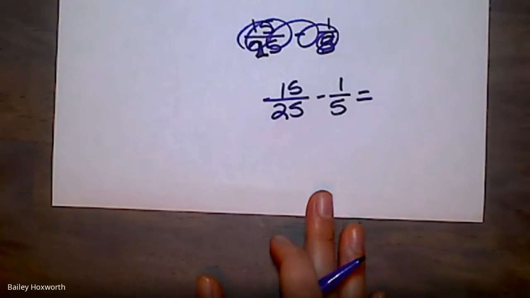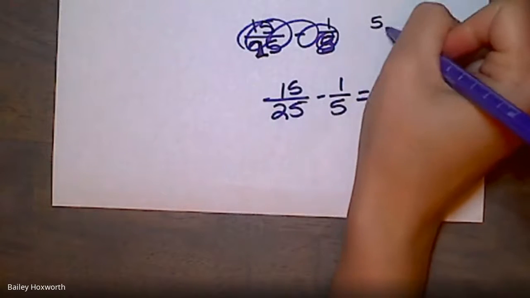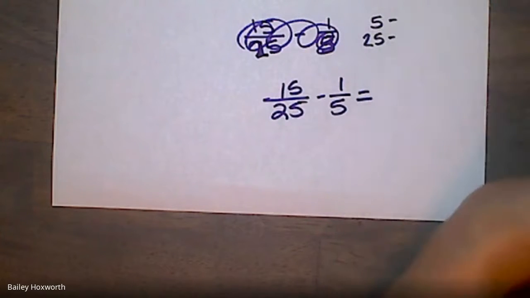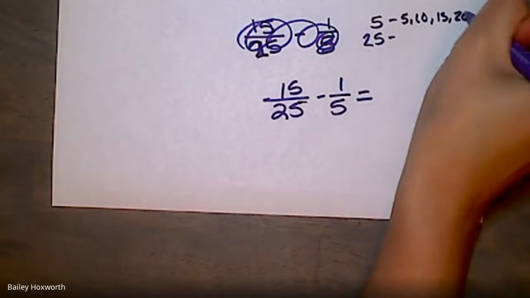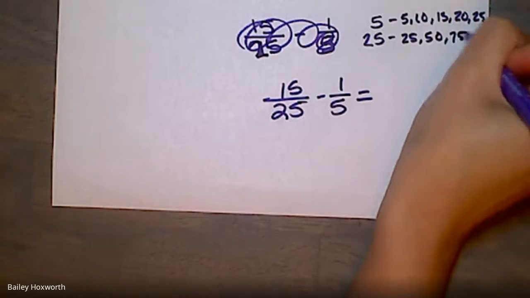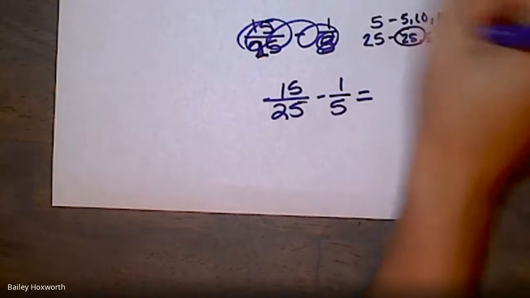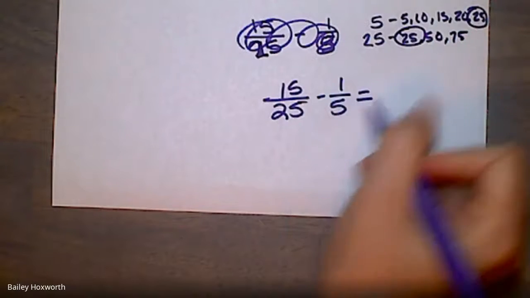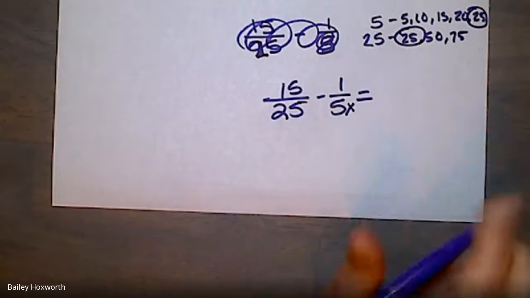Okay. Do I have common denominators? No. For me to find common denominators, I need to list my multiples for 5 and for 25. 5, 10, 15, 20, 25. 25, 50, 75. What do they have in common? 25. 25 and 25. So, rewrite our fractions. How many times did you multiply 5 to get to 25? 5 times. And whatever I do to the bottom, I got to do to the top.